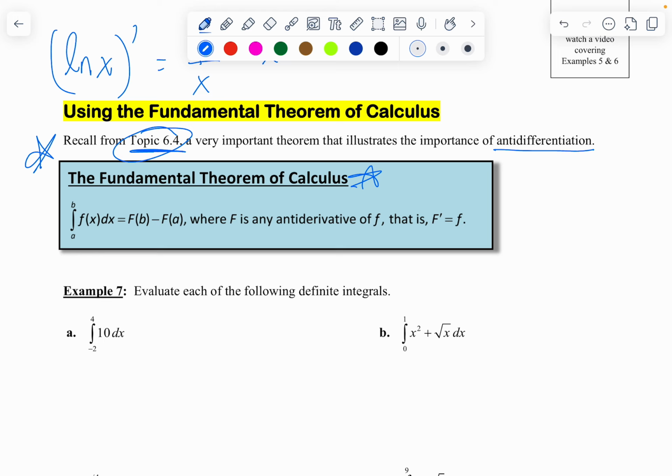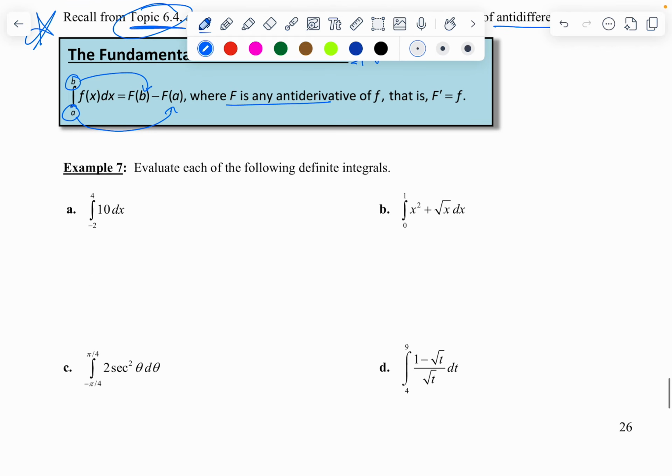The fundamental theorem of calculus says that the integral from a to b of f of x is equal to big F of b, so the original function, right, minus big F of a. So you take b, plug it in after you've integrated, and subtract F of a, where F is the antiderivative. So let's evaluate each of the following definite integrals.